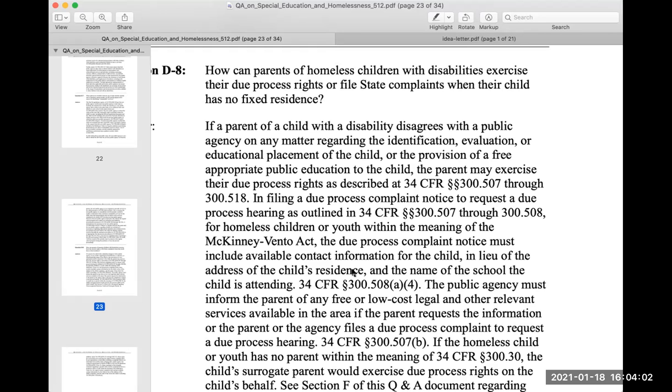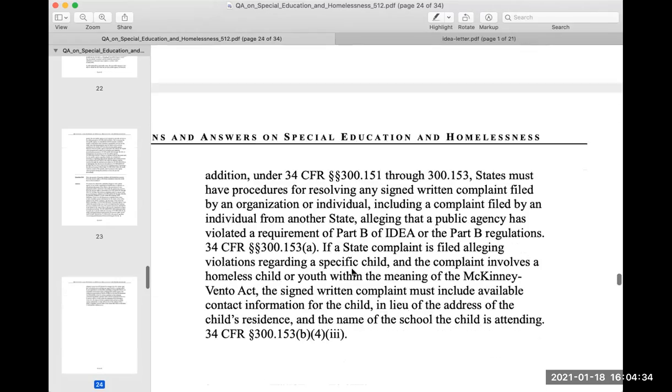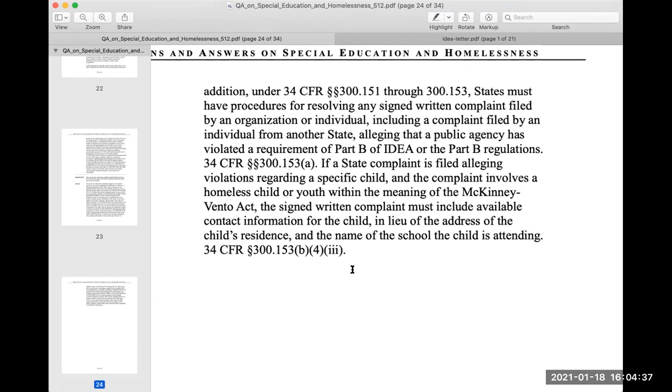For homeless children or youth within the meaning of the McKinney-Vento Act, the due process complaint notice must include available contact information for the child, in lieu of the address of the child's residence, and the name of the school the child is attending. 34 CFR paragraph 300.508(a)(4). The public agency must inform the parent of any free or low-cost legal and other relevant services available in the area if the parent requests the information or the parent or the agency files a due process complaint to request a due process hearing.